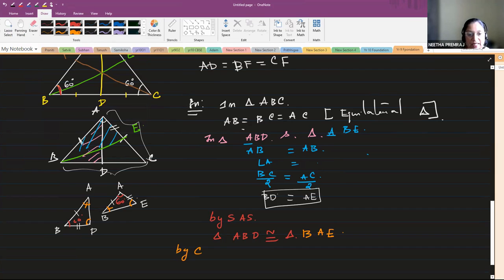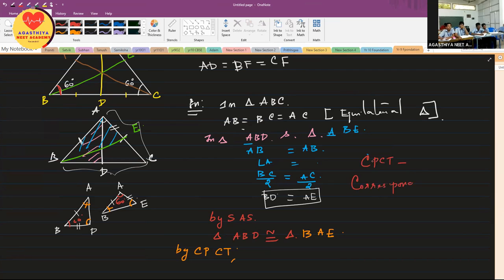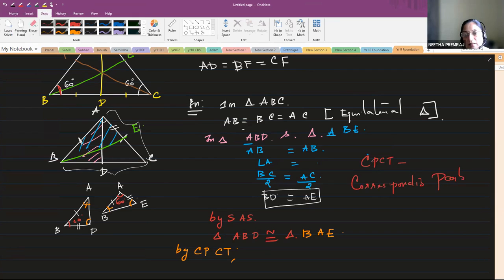By CPCT. What is CPCT? Have you heard the word CPCT? No? Okay. Corresponding parts of congruent triangles. That is CPCT. You have to make a note of it.